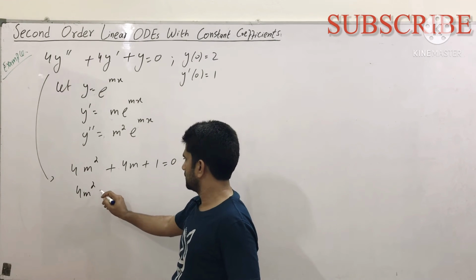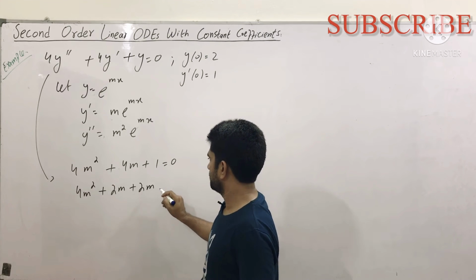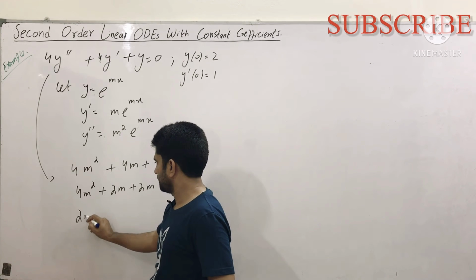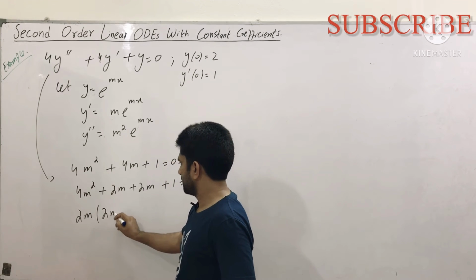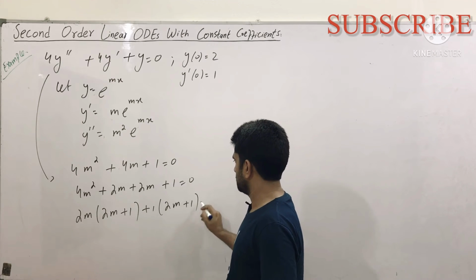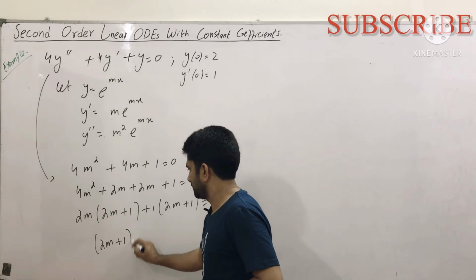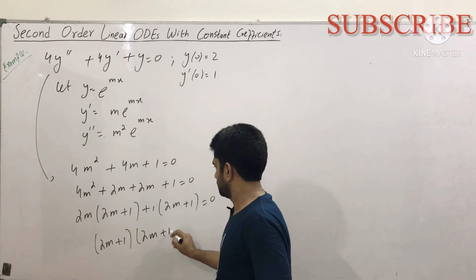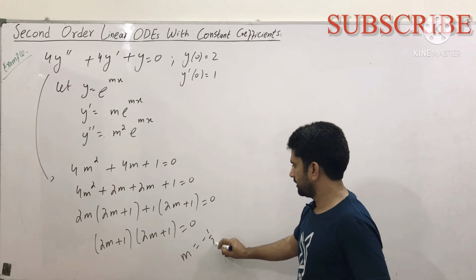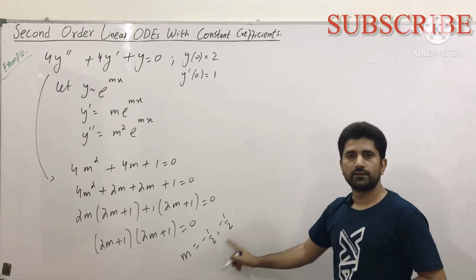4m² + 2m + 2m + 1 = 0. On simplification, 2m(2m + 1) + 1(2m + 1) = 0, so (2m + 1)(2m + 1) = 0. From here we have m = -1/2 and -1/2. So the roots are real and equal.